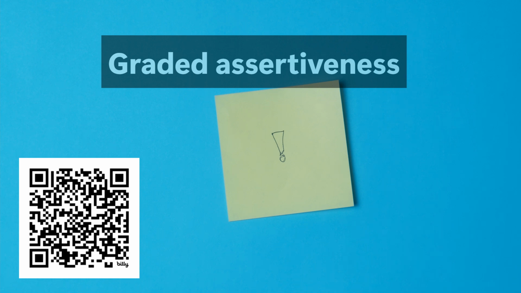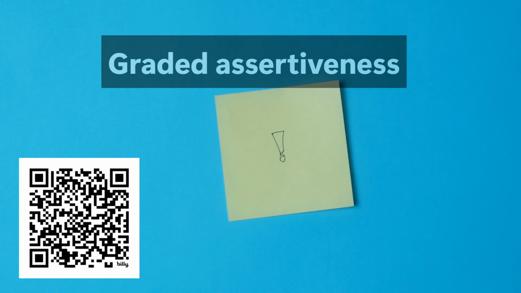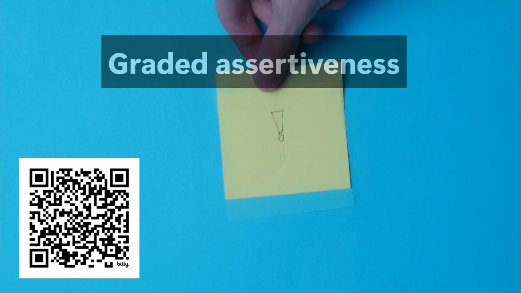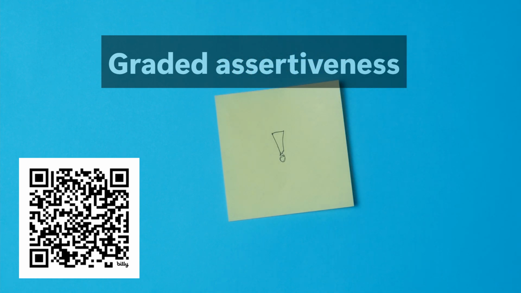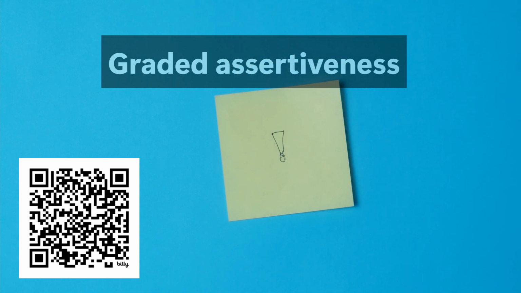Here are some examples of graded assertiveness. Hint: should things look like this? Preference: I think it would be wise to. Query: what do you think we should do? Shared suggestion: you and I should. Statement: we need to do the following. Command: do this now.